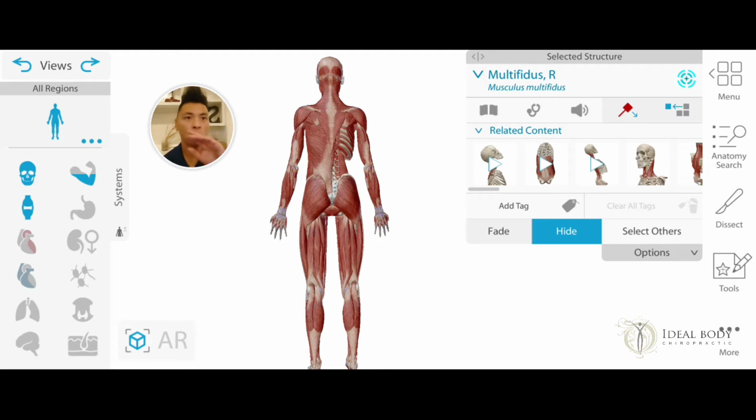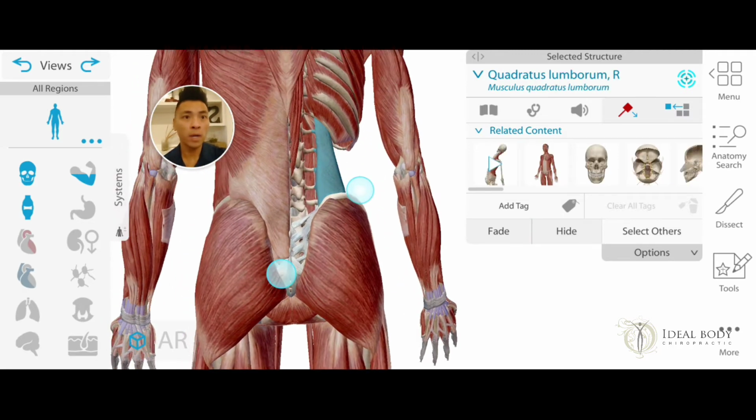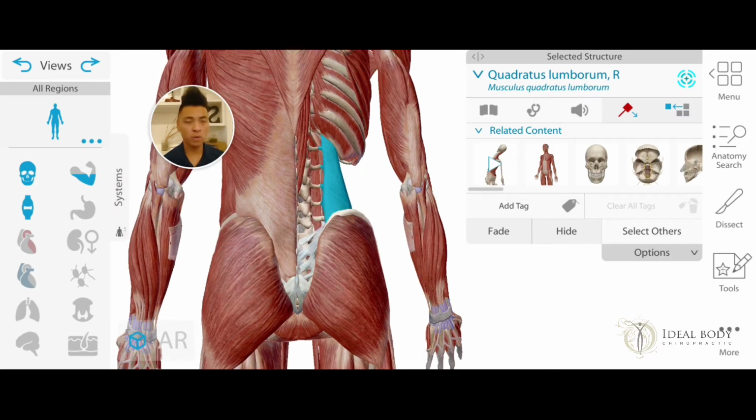Okay, so this is the back of the body looking towards the front, and I'm going to zoom in so you guys can see the QL muscle a little bit better. It's located right there. It's highlighted in blue on your screen right now. The origin of the quadratus lumborum is at the bottom portion of the 12th rib. It then courses down the entire length of the lumbar spine and attaches or inserts onto the top of the ilium, which is one of the 3 pelvic bones.